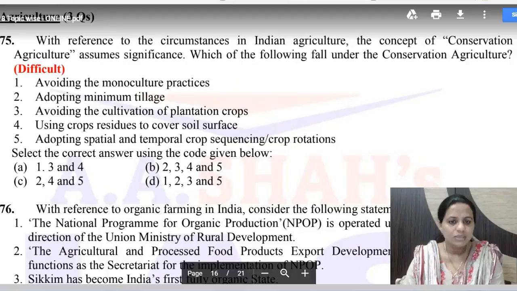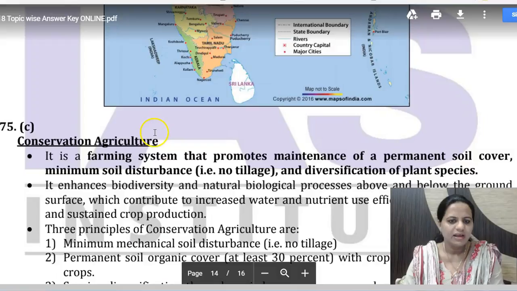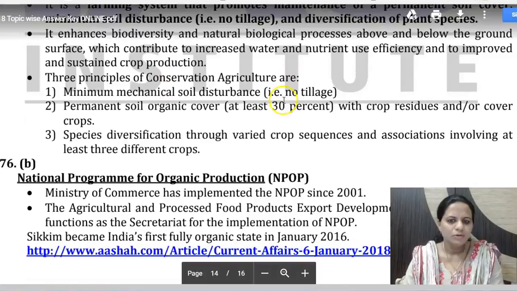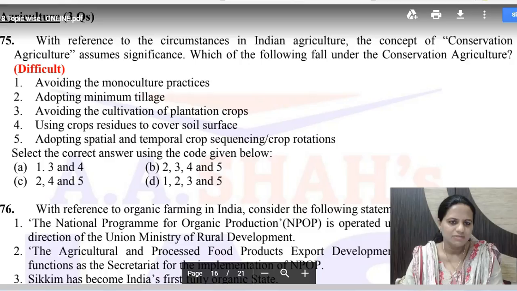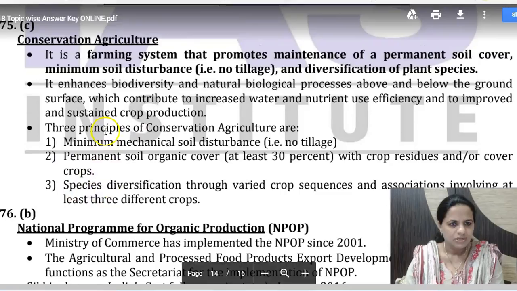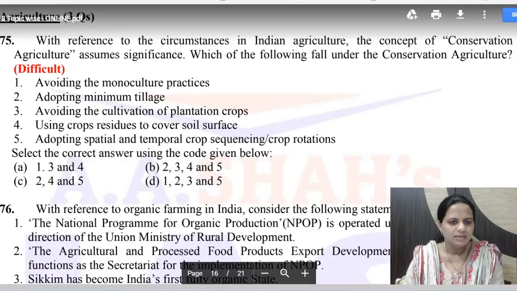So conservation agriculture has a specific definition and there are 3 specific principles under it: no tillage, permanent soil organic cover and species diversification. So here out of these 5, guessing is a little difficult. Avoiding monoculture practices as such is also an option here. So the correct answer here is C, 2, 4 and, because 1 may also be correct, but 1, 2, 4 and 5 is not an option.